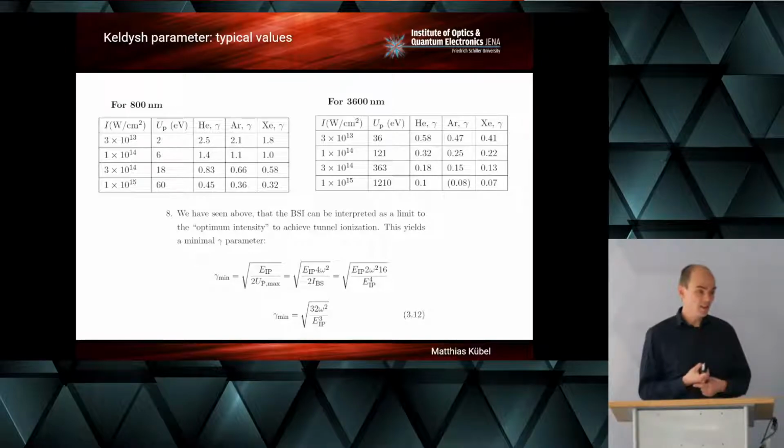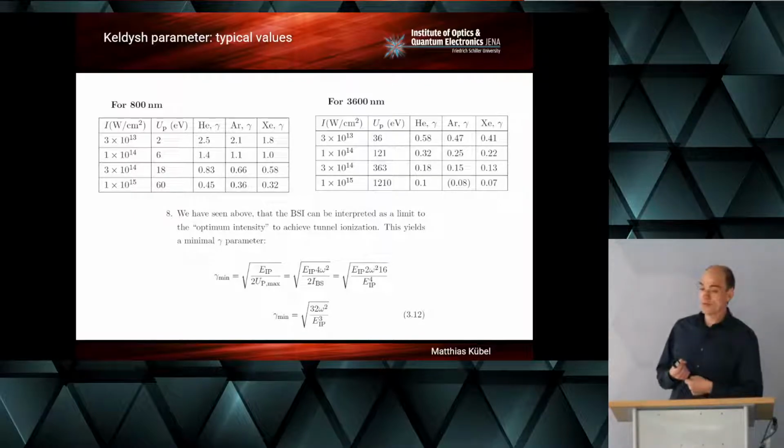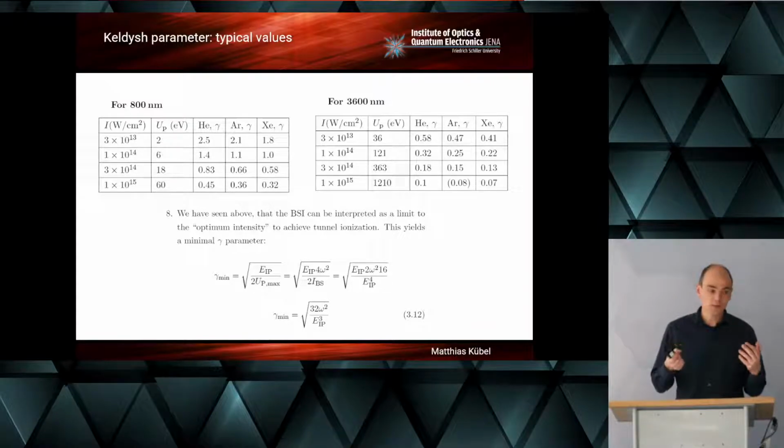So if you really want to study tunnel ionization, you should use long wavelengths, as you see on the right-hand side. For the 3.6 micrometer wavelength that we have here, the values for gamma are essentially always significantly smaller than 1, in particular for the higher intensities, but also at moderate intensities. However, one has to take care that the barrier suppression intensity gives somewhat of a limit to whether you can actually speak of tunnel ionization or whether there is no tunnel to go through.